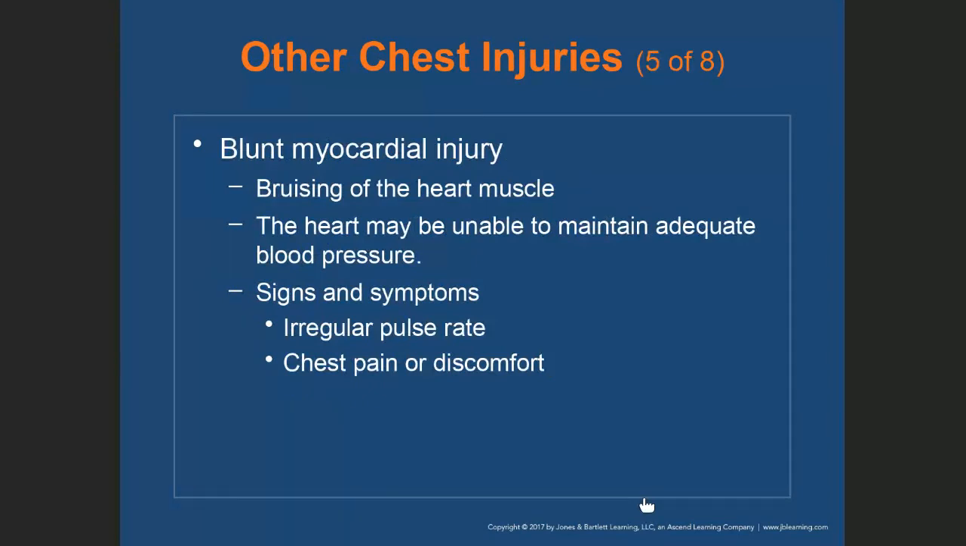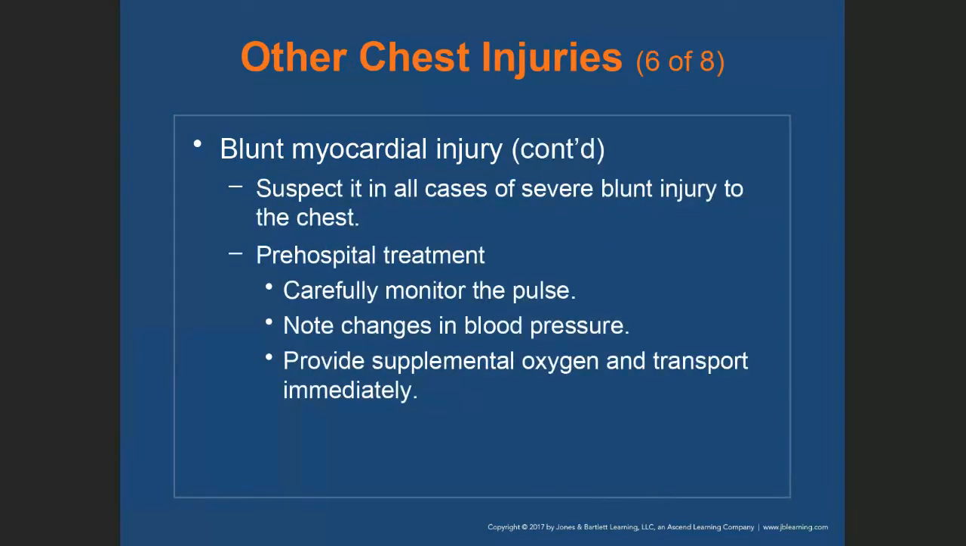Blunt myocardial injury: bruising of the heart muscle. The heart may be unable to maintain adequate blood pressure. One of the key signs you will find with a heart that is bruised is an irregular pulse rate. The patient will have chest pain or discomfort. Suspect it in all cases of severe blunt injury to the chest. Pre-hospital treatment: carefully monitor the pulse, note changes in blood pressure, provide supplemental oxygen, and transport immediately.